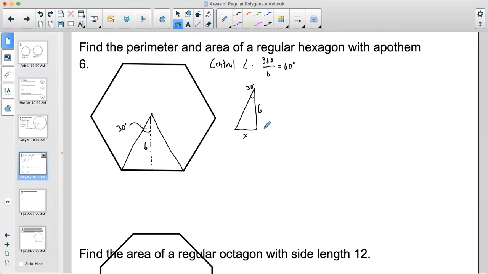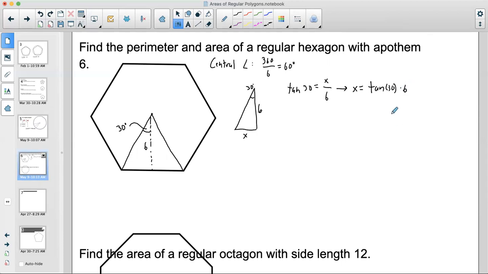So I can set up my tangent ratio again because I have the opposite side and the adjacent side. I can say that the tangent of 30 is the opposite side x divided by the adjacent side 6. And this looks a lot like the other ratio, except before the thing I was looking for was on the bottom over here. Now it's on the top, which means the rearranging looks a little different. This time I just multiply both sides by 6 and I get x equals the tangent of 30 times 6.